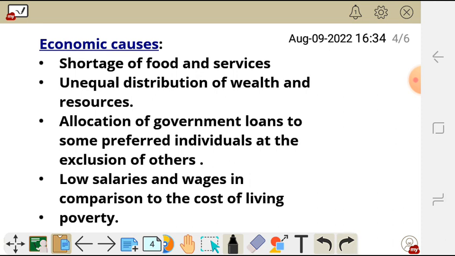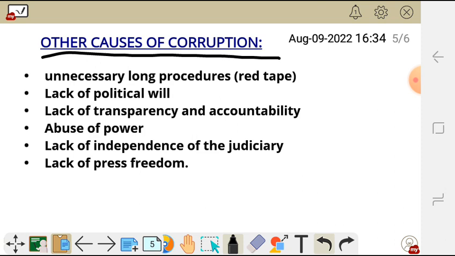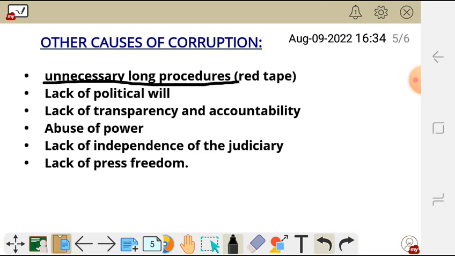But apart from economic and social causes, we also have other causes of corruption, such as unnecessary long procedures. If procedures for getting some things are unnecessarily long, people will be tempted to use corrupt means to get what they want. This cause of corruption is called red tape. Another is lack of political will. If a political party in power does not have the means or political will to deal with corruption, then corruption will continue and even increase.